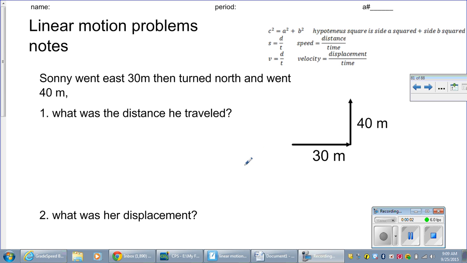Okay, guys, so we're going to do the actual math for this chapter, the linear motion problems. We're going to take apart a word problem. I'm going to show you ways that you can solve for speed and velocity with the exact same problem. So let's go ahead and read it.